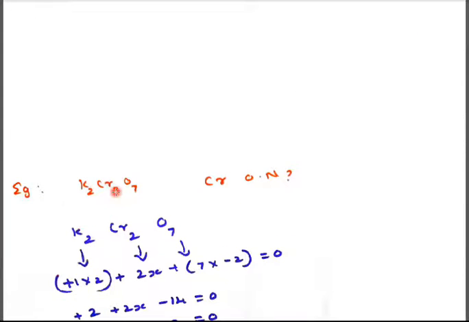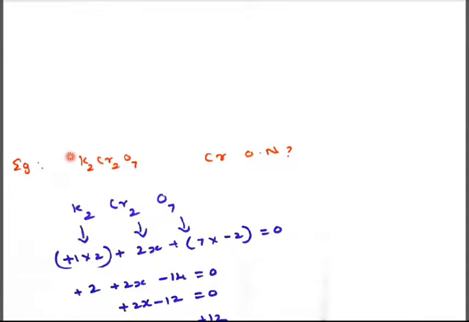For example, K2Cr2O7, we should find out the oxidation number of chromium. Potassium +1 valency, sodium also +1. Generally, please learn by heart now: potassium +1, sodium +1, hydrogen +1, oxygen -2. If you know this, we can calculate the rest of the atoms. For example, potassium +1, I told you. How many potassium are there? 2 potassium, +1 into 2.